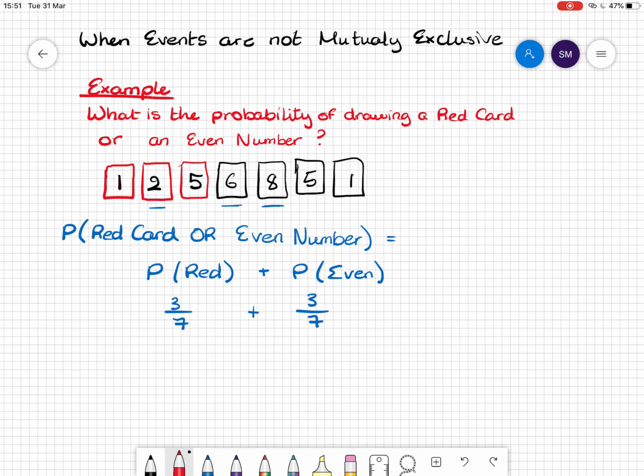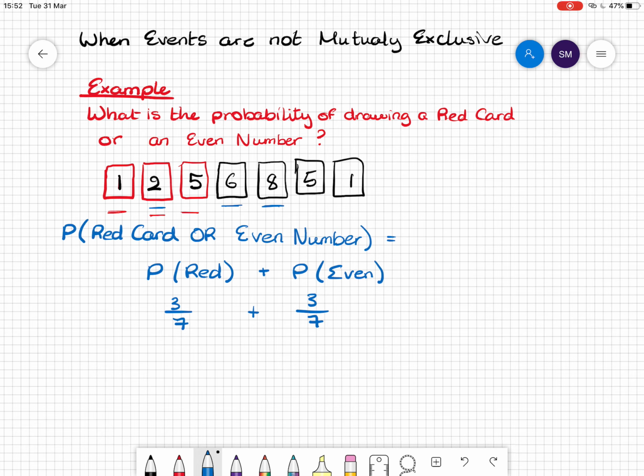However, what we will notice is those 3 cards, so 1, 2 and 5, they're all red, but that 2 has been used twice. When we've got the card that's used twice, we don't really want that because we're counting it twice in our probability, which is going to invalidate our results.